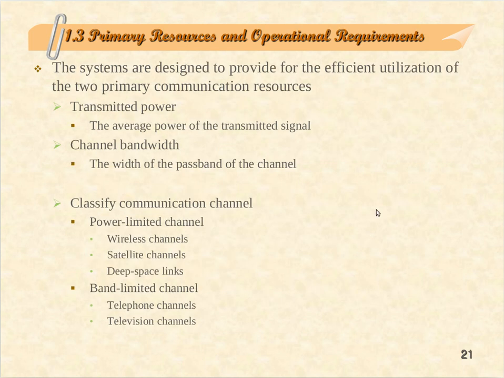Now the primary thing that we want to focus on and remember, every time we describe a communication system, is two primary things. Of course there are a lot of different aspects, but the main two are the transmit power, the power of the transmitted signal, and the channel bandwidth. The bandwidth is the width of the baseband of the channel. I will come to this in detail later.